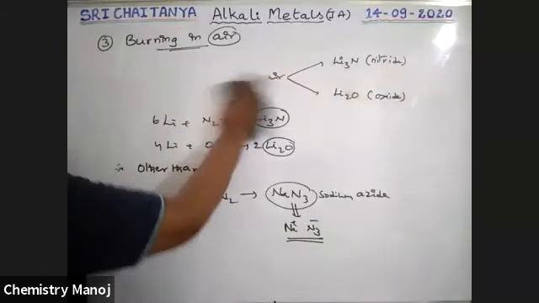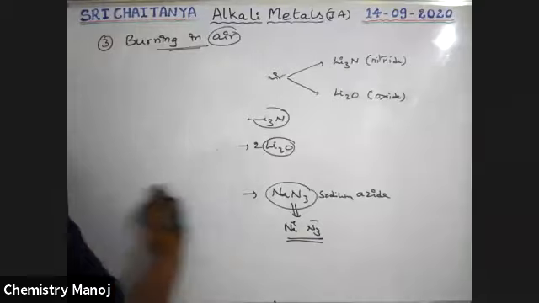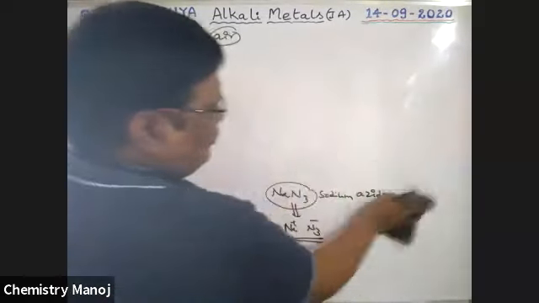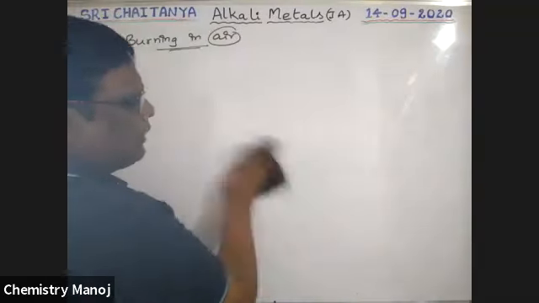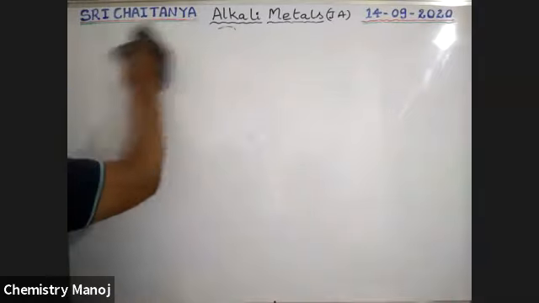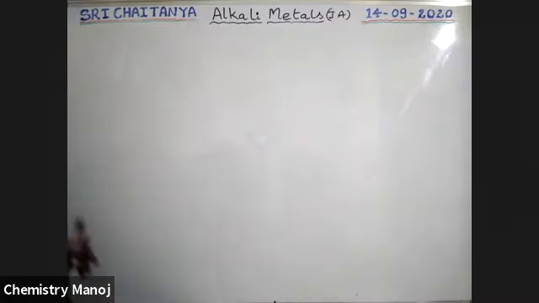Next, with oxygen they give oxides, but with nitrogen, lithium gives nitride while others give azides. Next, and very, very, very important, that is the reaction with oxygen.